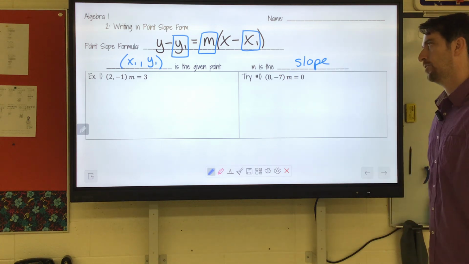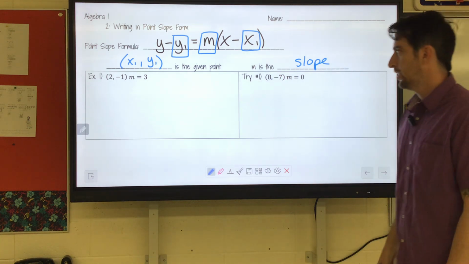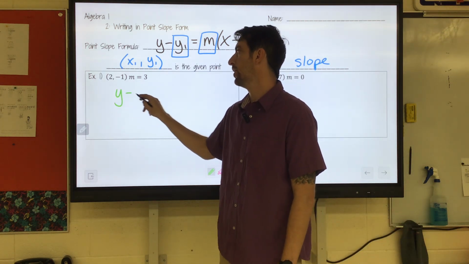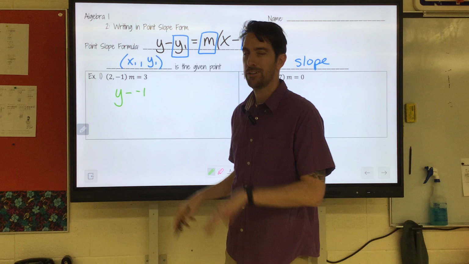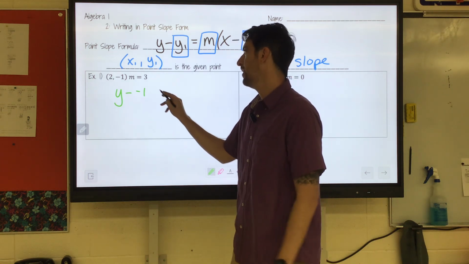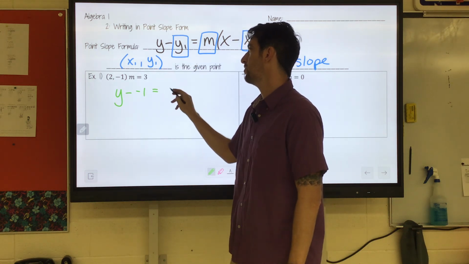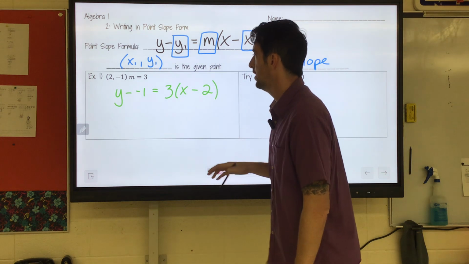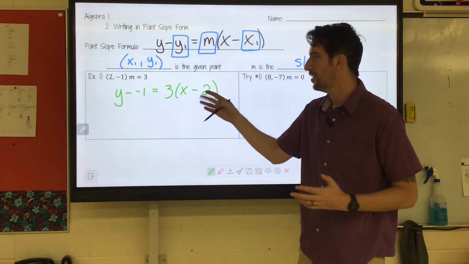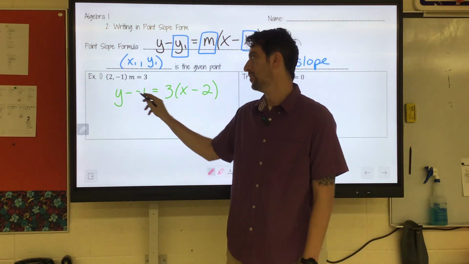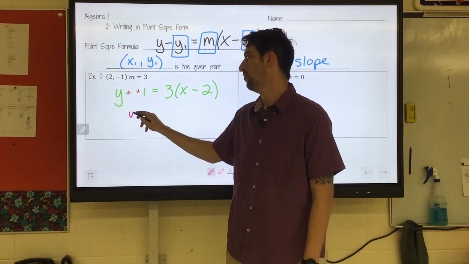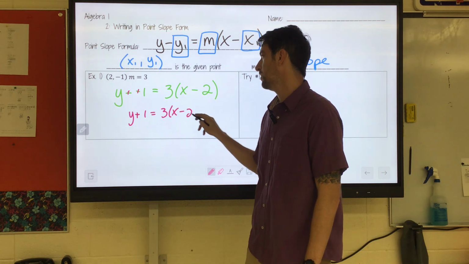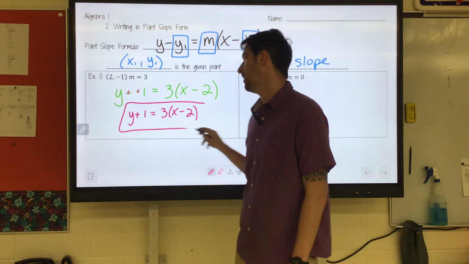So we'll do both of these together. 2, negative 1. Again, think of it like a fill in the blank problem. Y minus our y coordinate is negative 1. We'll have to clean that up in a minute. Equals m is 3, and then x minus our x coordinate was 2. The only other thing you're going to want to change is if you have minus negative 1, just change it to plus positive. Y plus 1 equals 3 times x minus 2. Great!